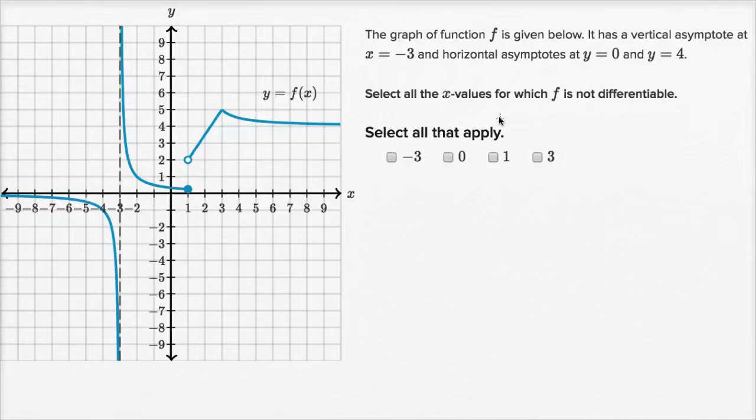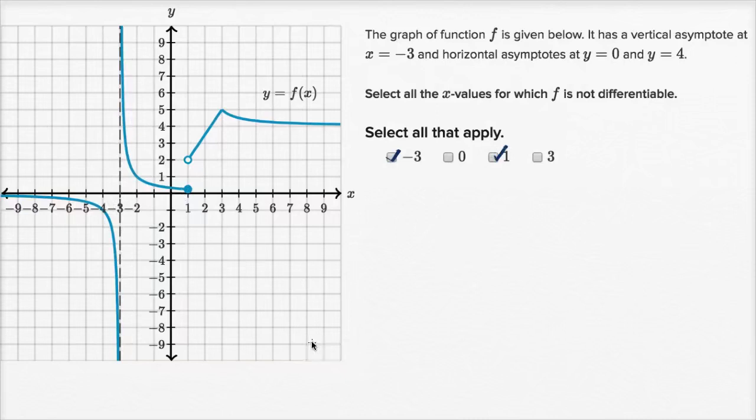So first of all, we could think about vertical tangents. It doesn't seem to have any vertical tangents. Then we could think about where we are not continuous. Well, we're definitely not continuous where we have this vertical asymptote right over here. So we're not continuous at x equals -3. We're also not continuous at x equals 1.